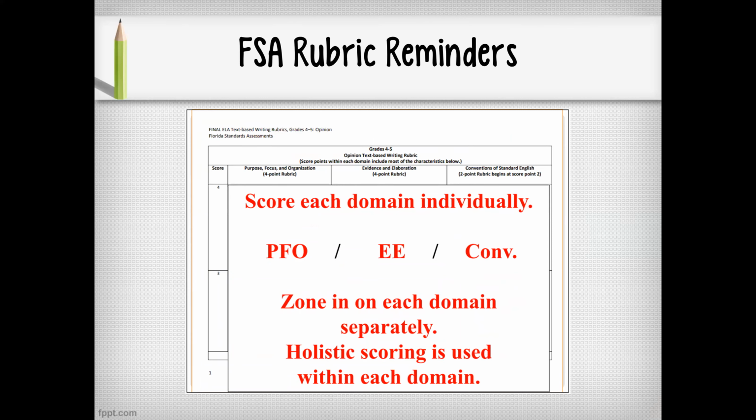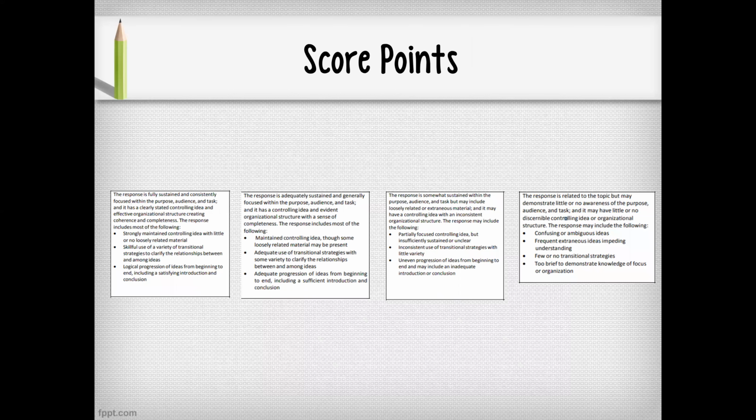Now, within each domain, you are going to score individually. So when you are scoring for PFO, you are only focusing on the elements within that category. You cannot look at their spelling that's maybe bad and then mark them down in PFO, because it's a different convention. If you were around in FCAT days, it's a different mind frame. In FCAT days, it was one holistic rubric out of 6 points. You looked at the overall paper and decided whether it was a 1, 2, 3, 4, 5, or 6. For this rubric, we look at each domain and score individually, and then those numbers are added up out of 10 for their total score.